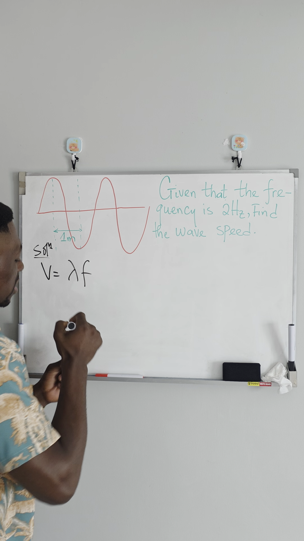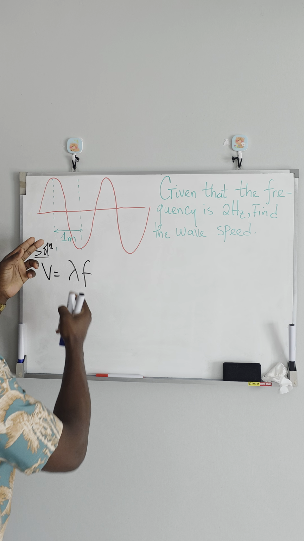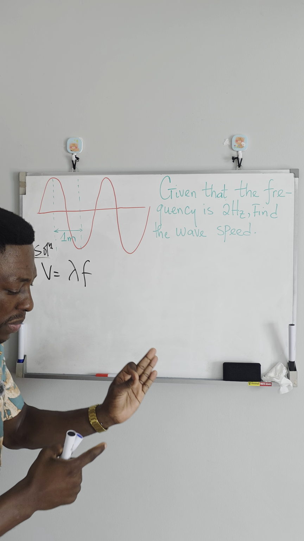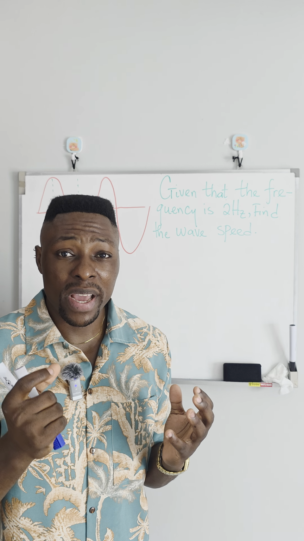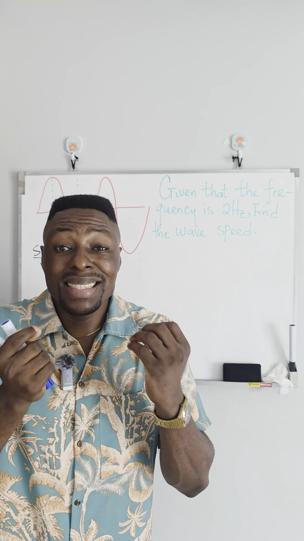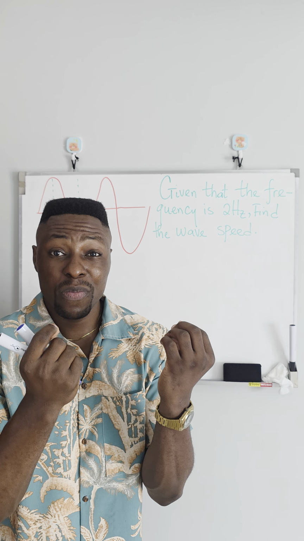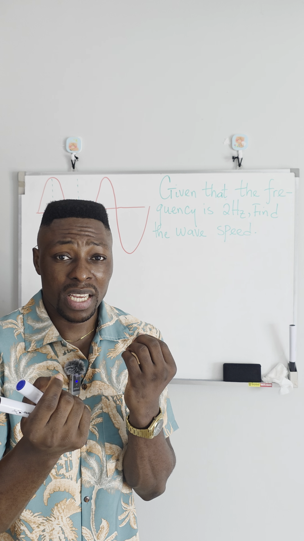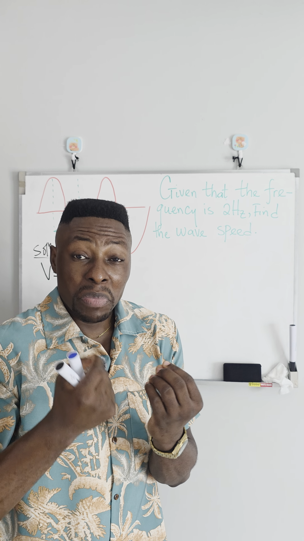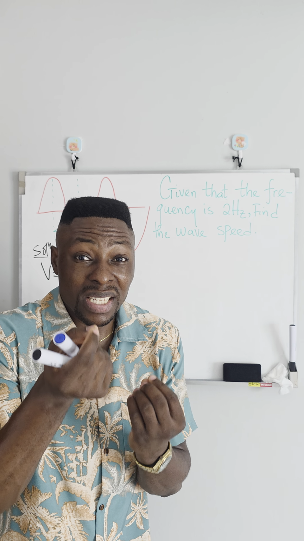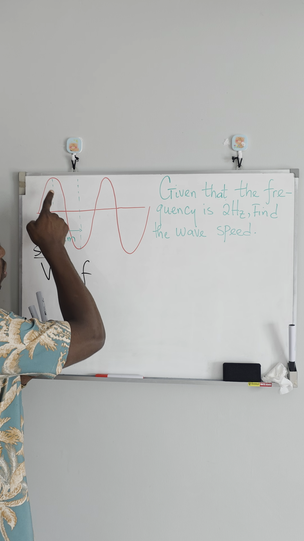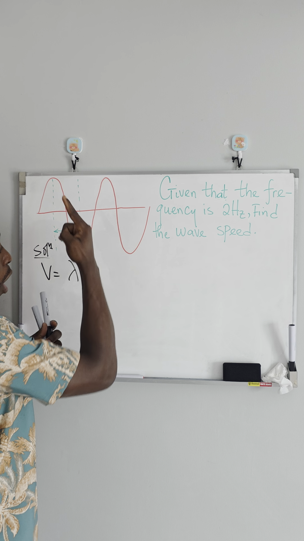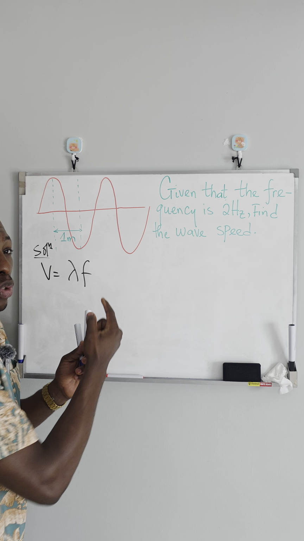Now the diagram says it all. In the diagram, we have a certain distance which is equal to 1 meter. Now, by definition, dear friends, the wavelength of any wave is the distance between two successive particles which are in phase. An immediate consequence of this definition is that wavelength will be equal to the distance between two successive crests or two successive troughs.